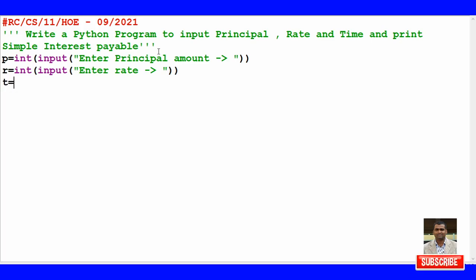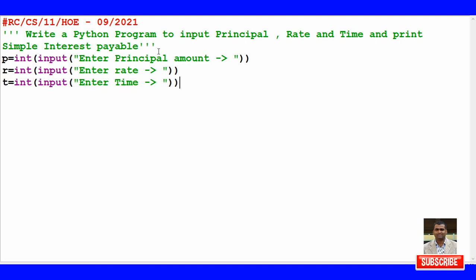Then again I'm going to take time. I'm going to write t, time equal to, again asking from the user. Generally we enter time in terms of years: 3 years, 5 years, 6 years, like that. So for time, again I'm taking integer. You can take float according to a specific question. Since a specific question and format is not given here, I'm taking integer, which can be changed question-wise. So I'm going to take input, and then write: enter time. In this one the user is going to enter time, how many years, something like that.